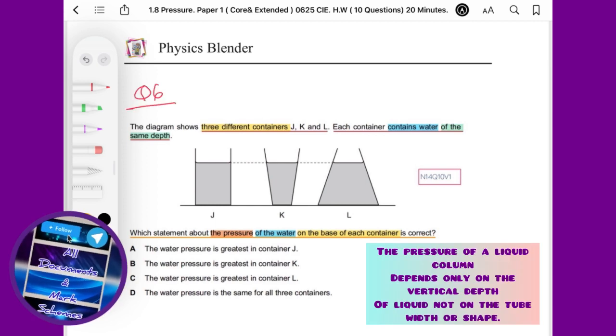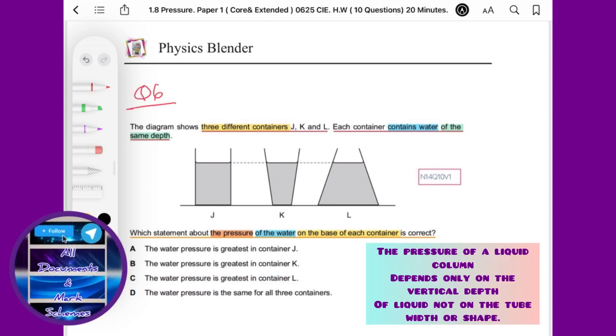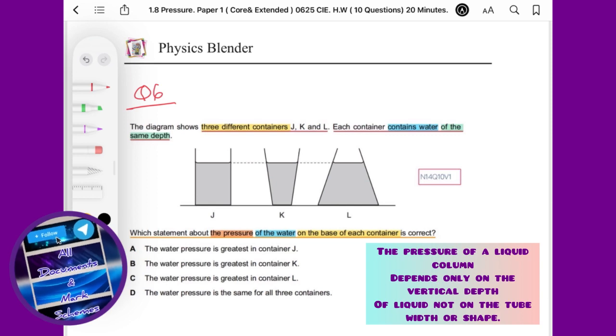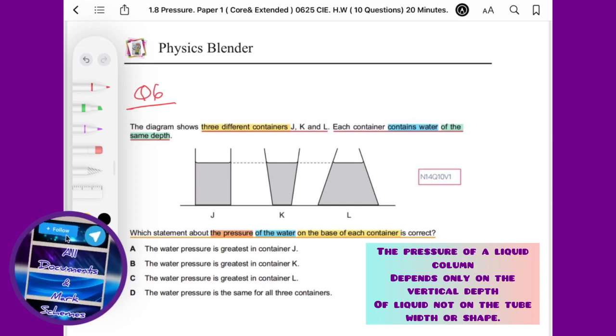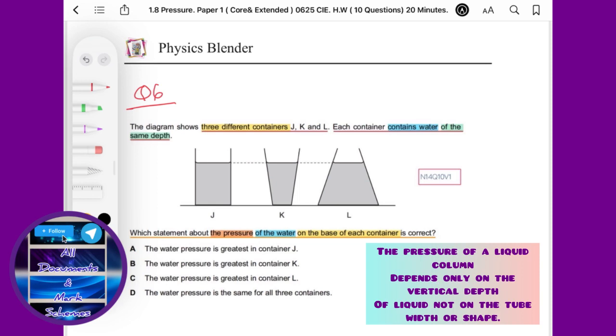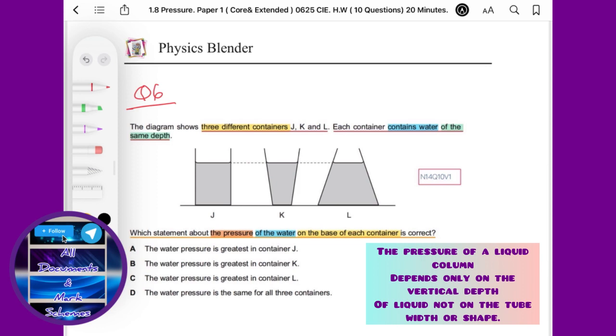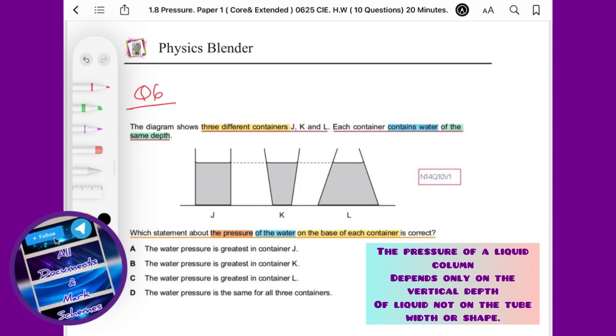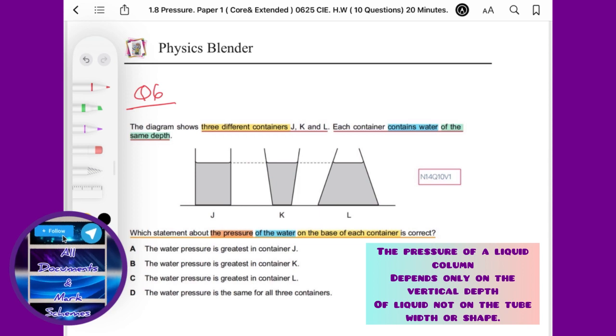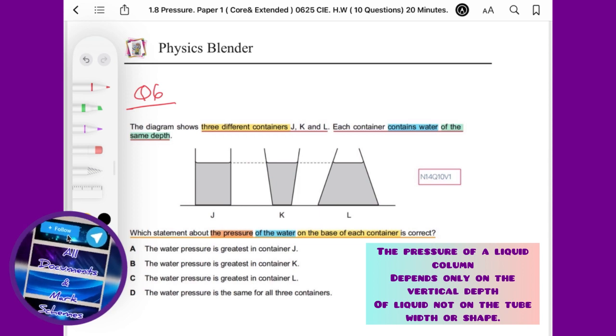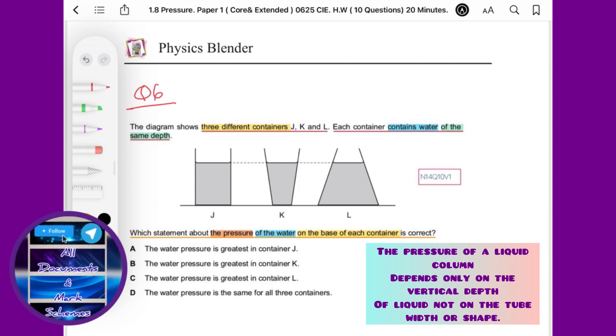Question 6, we have a diagram showing 3 different containers, J, K, and L. Back to our principle. Pressure of liquid depends only on vertical depth of the liquid, not the tube or the container width or shape. And also it depends on density of liquid. Here we have different shapes of containers, but this will not affect the pressure of liquid. We have to check depth of liquid only.